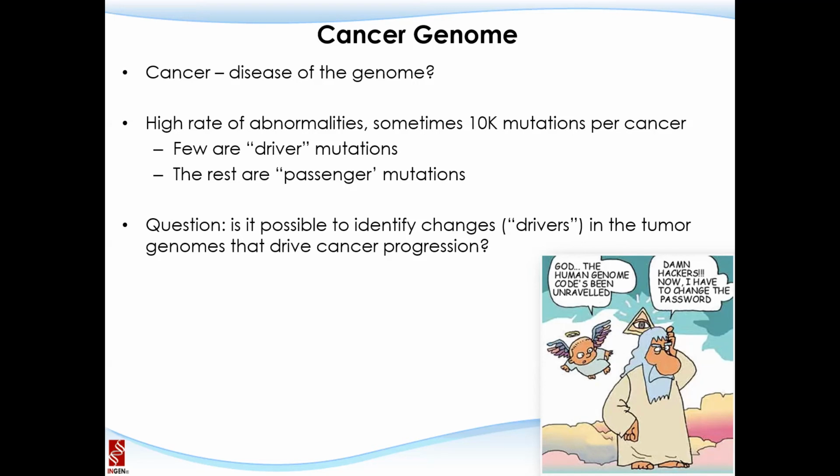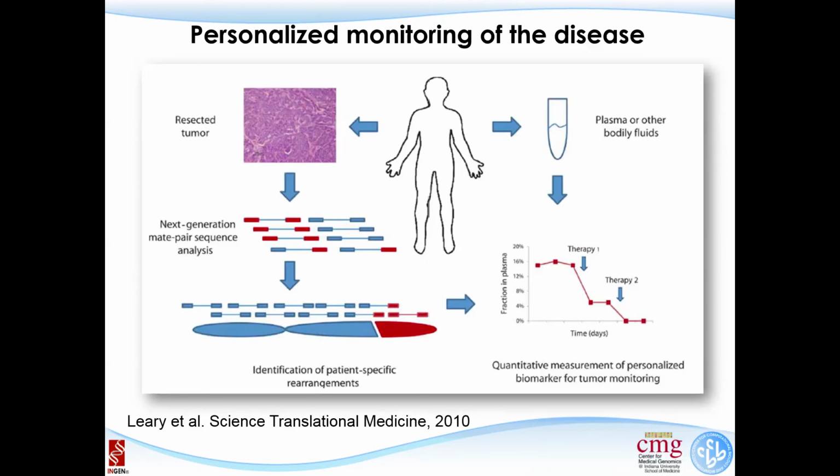So one of the things that we really need to understand is how to select the driver mutations, so that we know better about the disease and the cancer progression, and potentially design the drugs as well. Okay, and sometimes there are therapeutics based on the genomics. So here is one example, and it's very early.